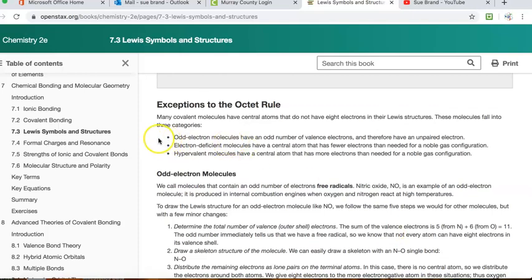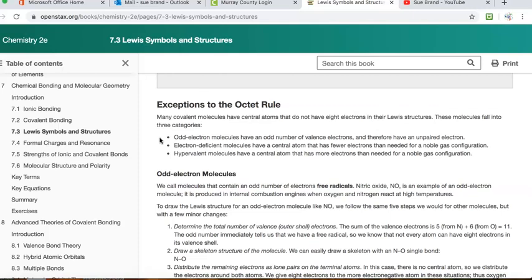The first exception is called odd electron molecules, which have an odd number of valence electrons and therefore have an unpaired electron. So when I spoke earlier about having lone pairs, sometimes you don't have a lone pair, sometimes you have a single electron there. And so it's not very common, but it does happen. So be aware of that.